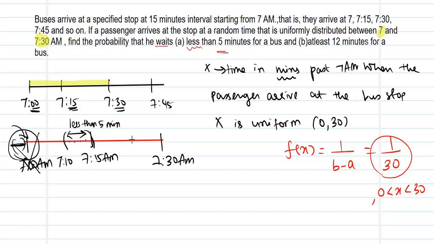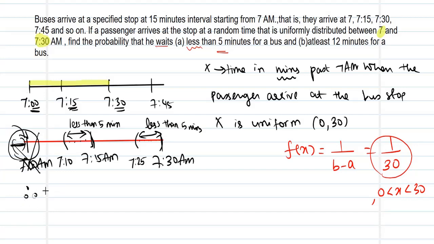So what is the other chance available for him? He has to wait for less than 5 minutes for the next bus. The next bus is at 7:30. So 5 minutes prior to it will be 7:25. He must have entered the bus stop between 7:25 and 7:30, in which case he will wait for less than 5 minutes. So these are the two options available for him to wait less than 5 minutes.